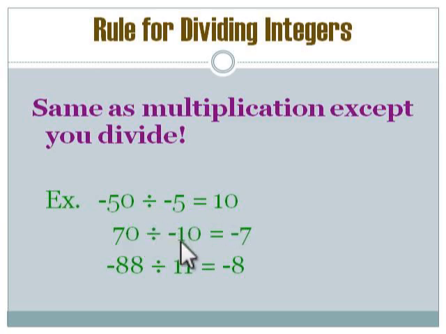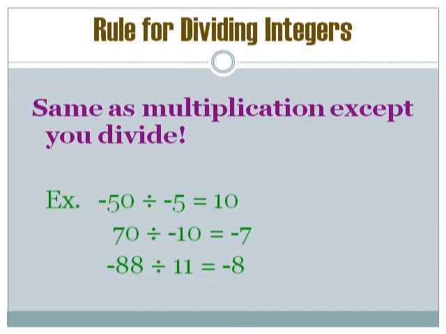70 divided by negative 10. Well, 70 divided by 10 is 7. We have one negative number, so our answer will also be negative. Negative 88 divided by 11. 88 divided by 11 is 8. We have only one negative sign, so our answer will be negative.